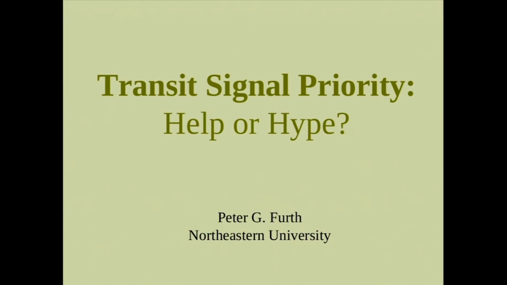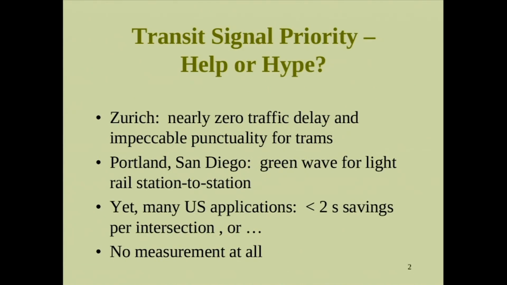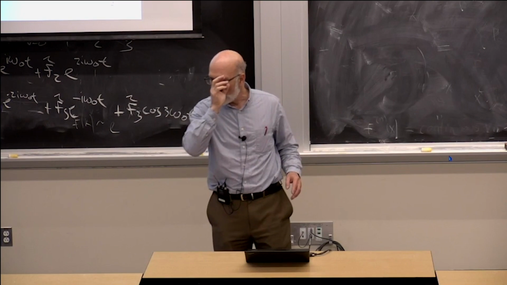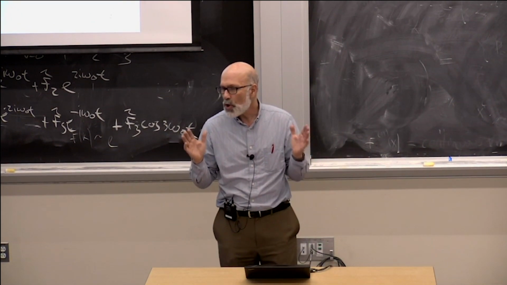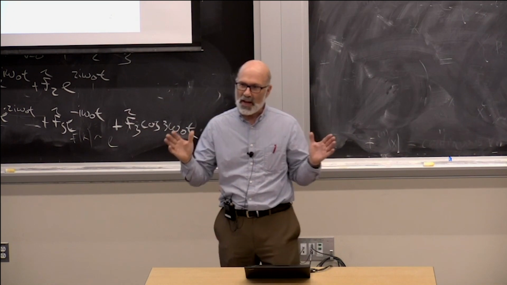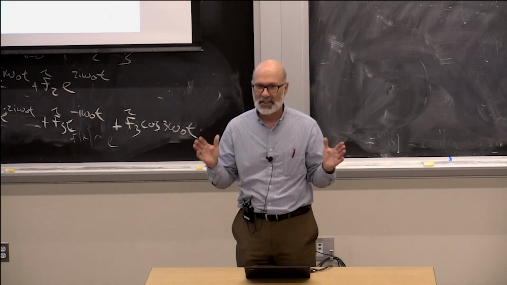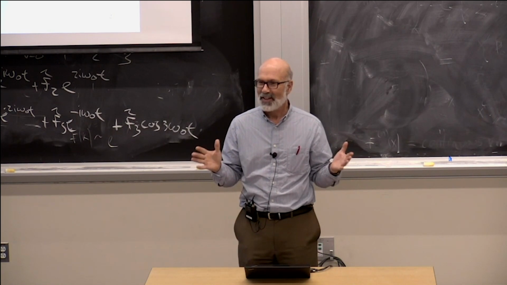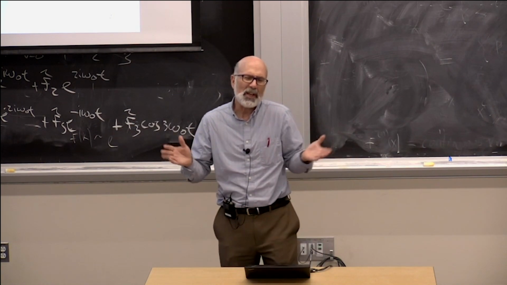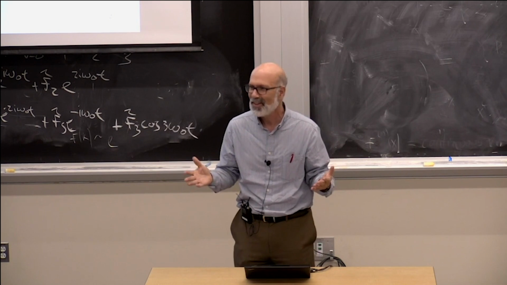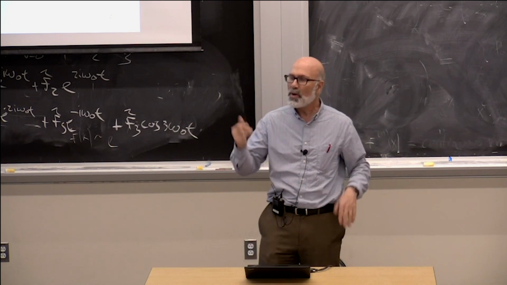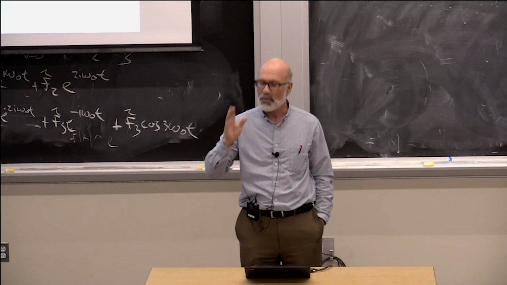My title is: is it help or is it hype? And I really mean that, because if you go to Zurich, transit signal priority is real help. I went there once on an official visit, and I told the people I was visiting, I came here because I've heard it said that the trams never have a red light. He said, yeah, well, that's just about true. There are some exceptions. Of course, like at the main square, there are so many trams coming from different directions, so one tram has a red light for another tram. But otherwise, there are only one or two intersections in the whole city where the trams don't just get a green light.